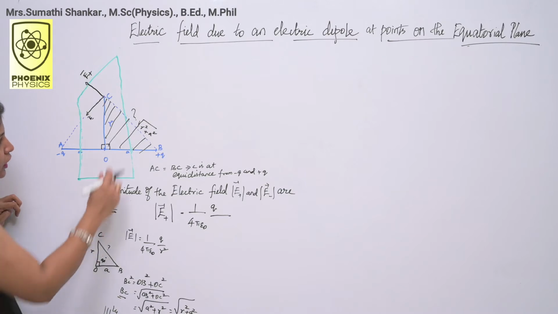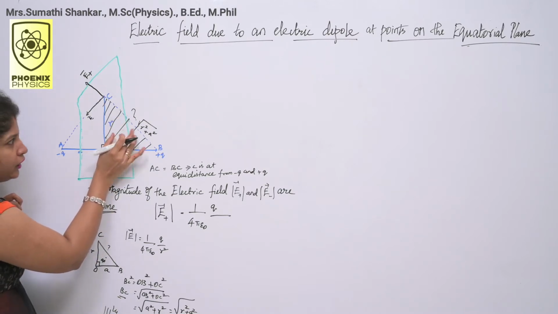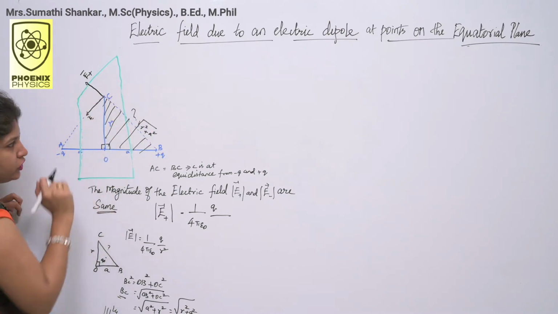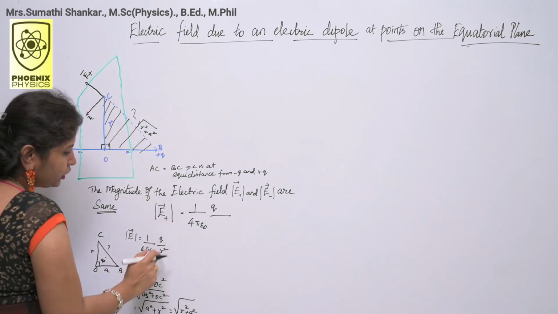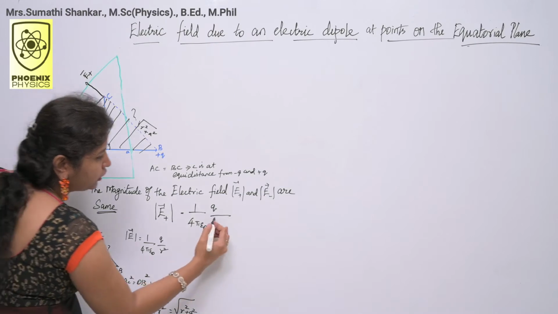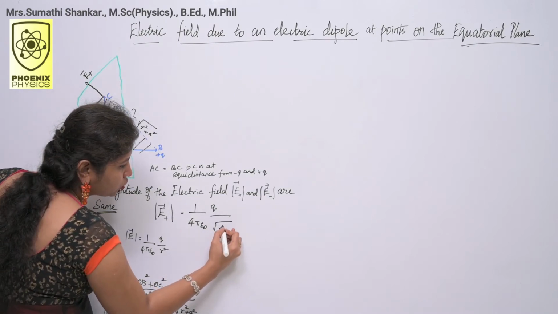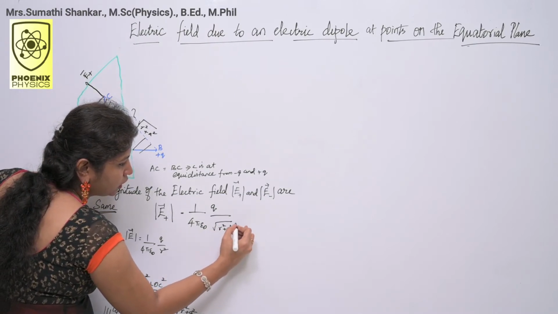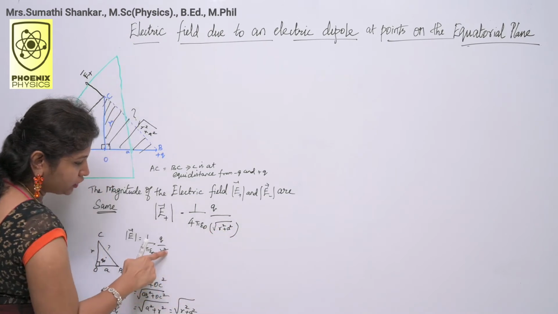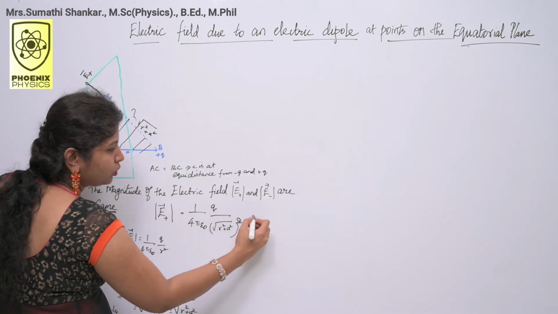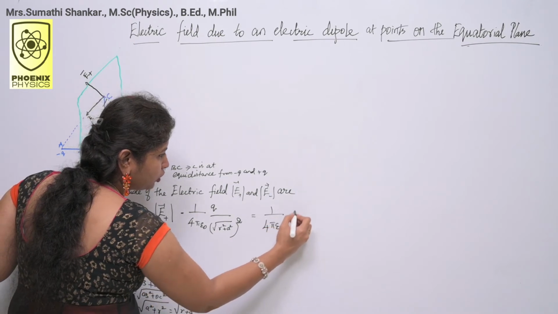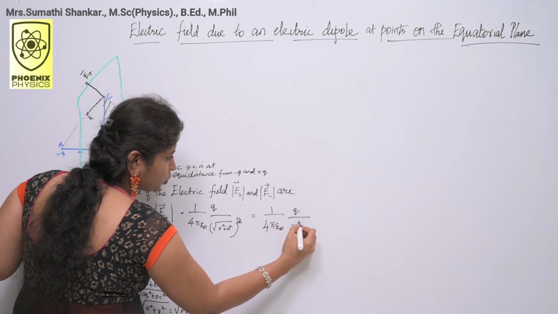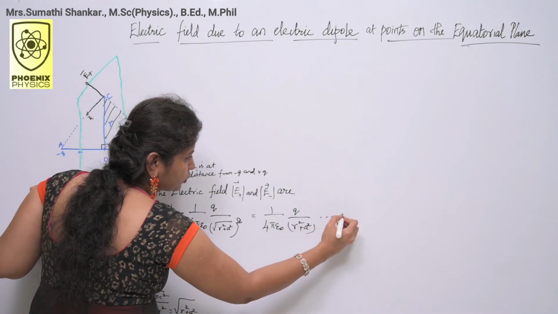Up to this clear? Consider this as a right angle triangle and find out the distance between plus Q and C. So instead of r squared, you should write the root of r squared plus a squared, the whole squared, because you square the root. Your final answer is 1 by 4 pi epsilon naught, Q by r squared plus a squared. Say this is equation 1.